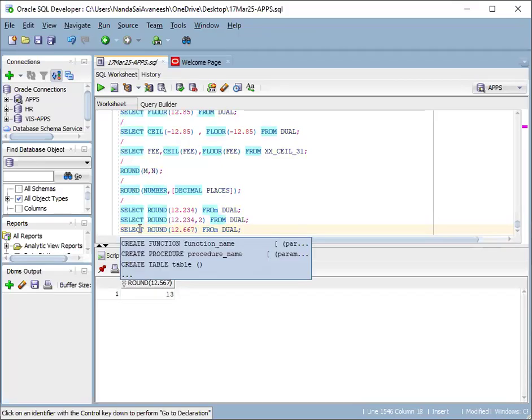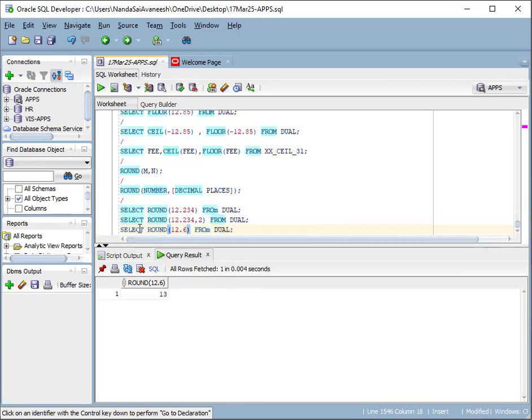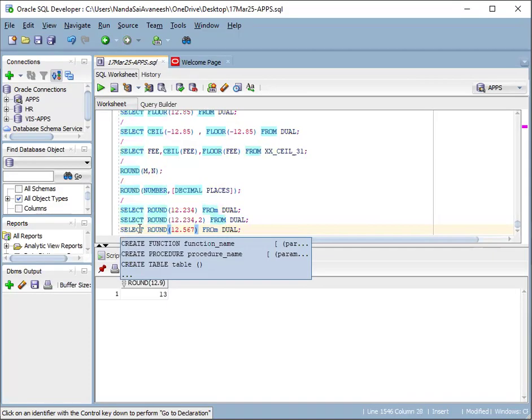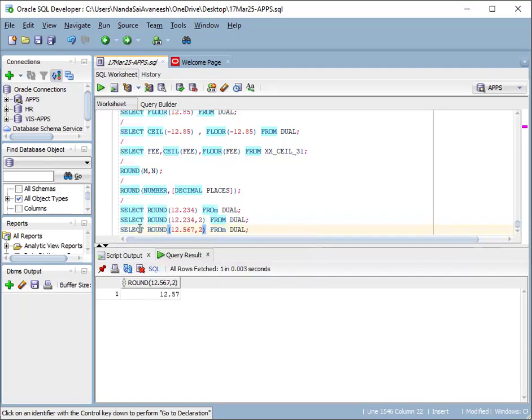Suppose 6 is there, then also it rounds up. If I say 9, then also it becomes the next value. Suppose I say 12.567 with a comma 2, then that is 12.57. So without the n value, it automatically converts 12.567 into 13.